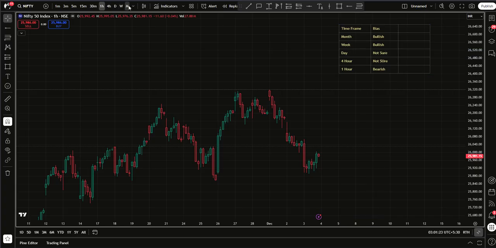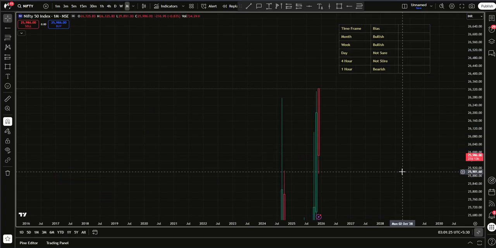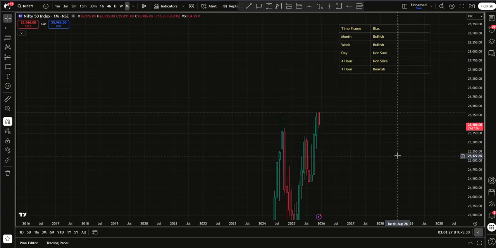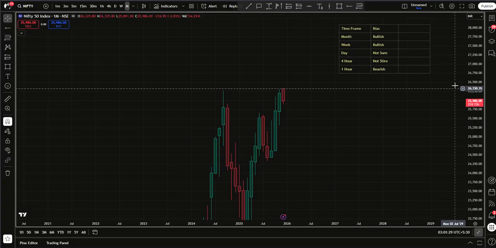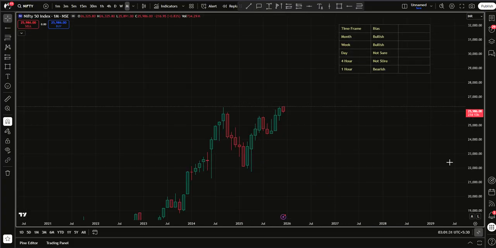So on a monthly time frame, the bias of Nifty is bullish. Why is it bullish? The low made in August is higher than the low made in April.